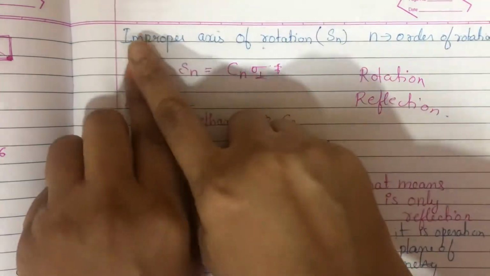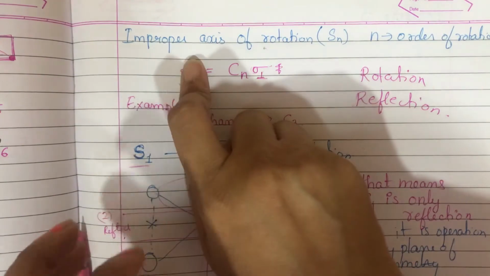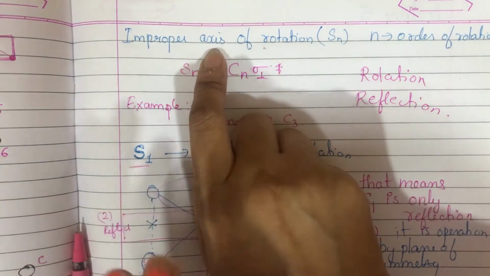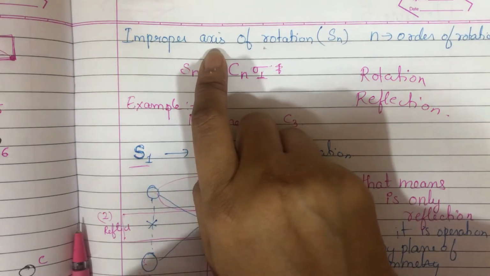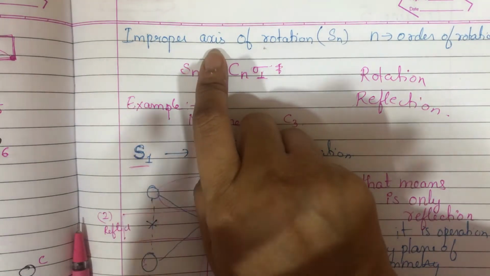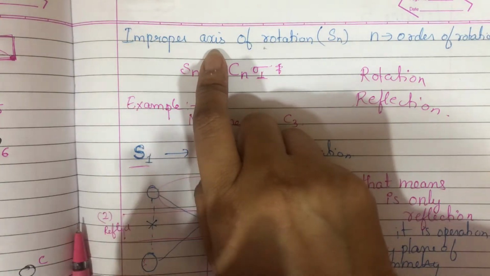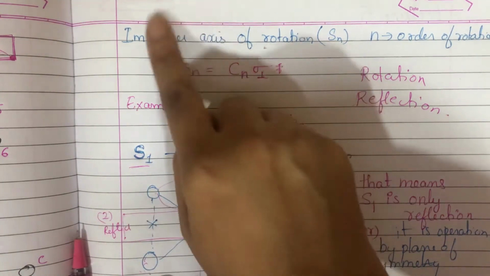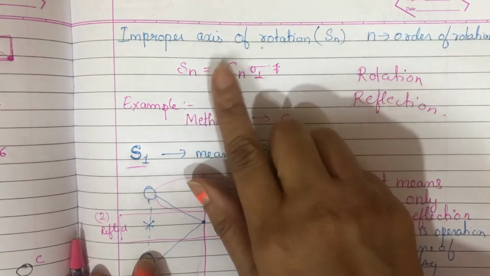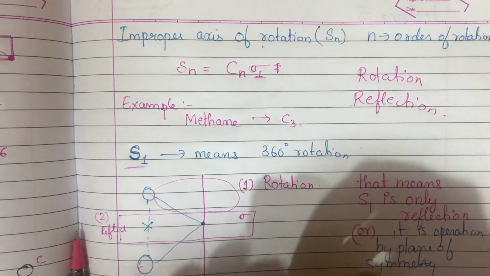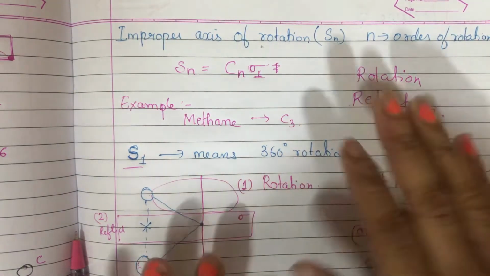So now by the name itself, we can come to a tentative conclusion that an improper axis would not consist of a proper axis. That is, in reality, if any such axis is present, it is imaginary only. Improper axis is that axis which need not be a proper axis.